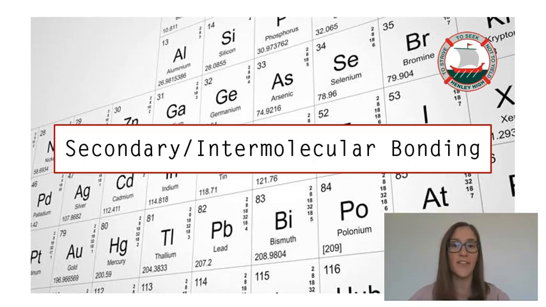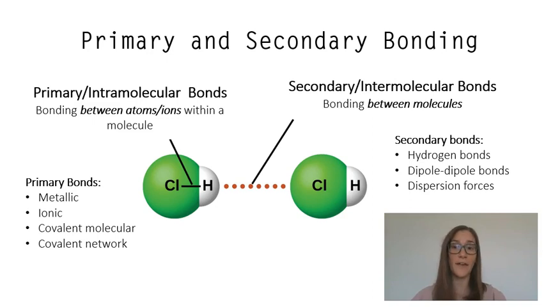This video will cover secondary or intermolecular bonding. There are two main types of bonding: primary or intramolecular bonding, which is bonding between atoms or ions within a molecule. The types of primary bonds are metallic, ionic, covalent molecular, and covalent network. The other main type of bonding are secondary or intermolecular bonds, which are bonding between covalent molecules. So these include hydrogen bonds, dipole-dipole bonds, and dispersion forces.